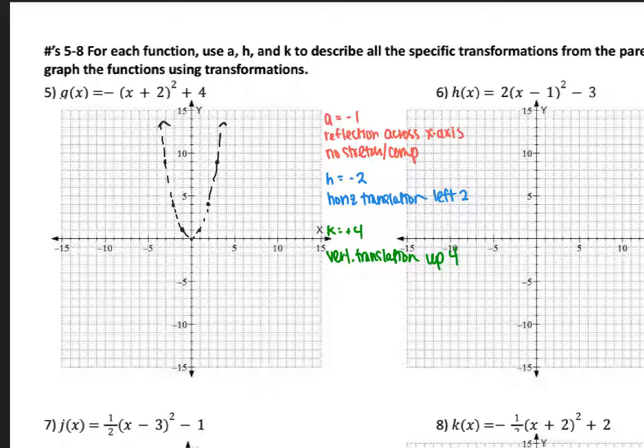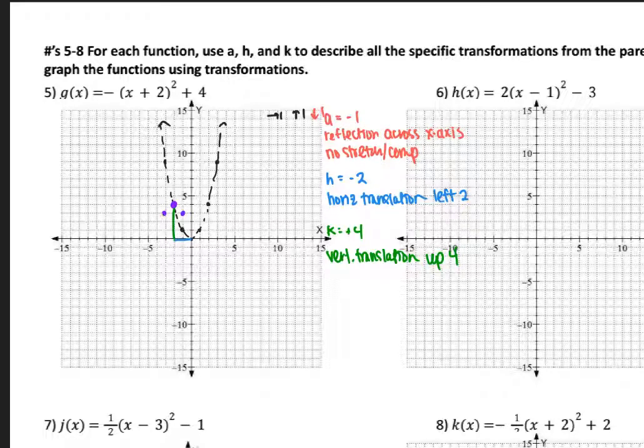First thing I'm going to do is a translation. So I'm going to go left 2, and I'm going to go up 4. So my new vertex of my parabola is going to be right here. Now we're going to graph using A. In our parent function, remember that we went over 1, up 1. But since A is negative, we're actually going to go down 1 instead. So from my vertex, I'm going to go over 1, and I'm going to go down 1. So my new point is going to be right here.